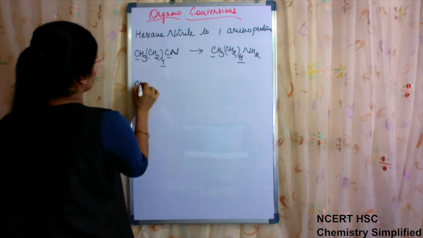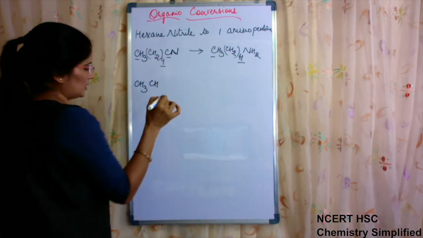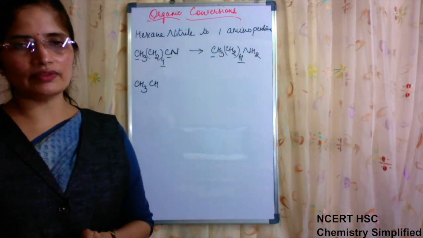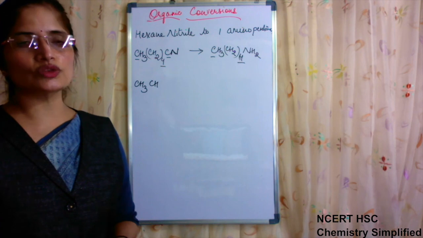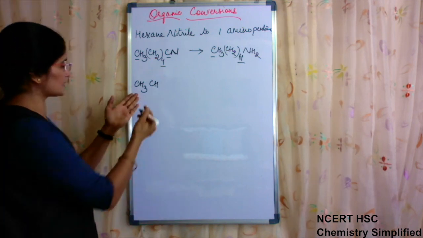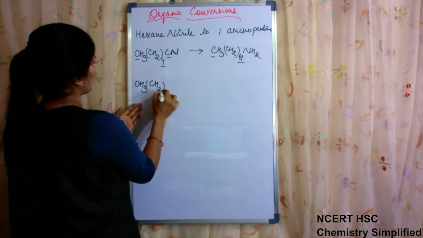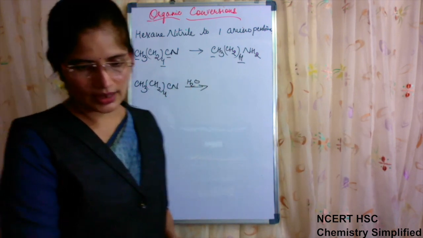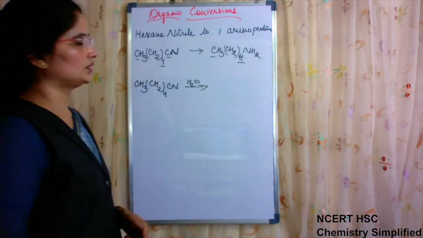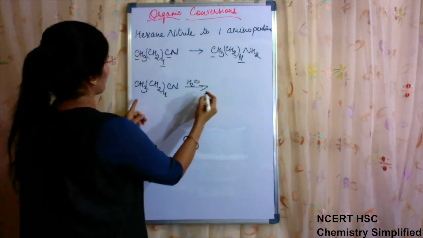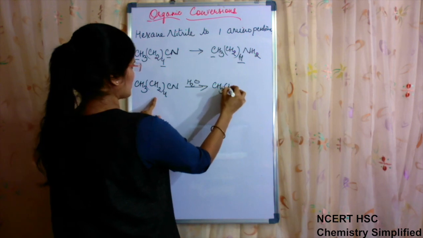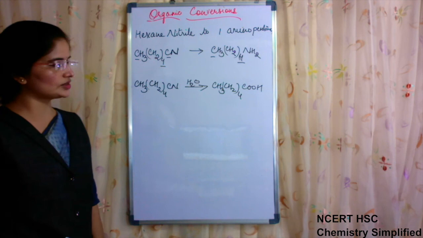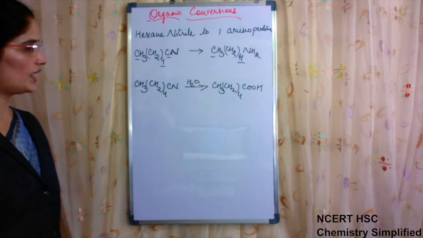Okay. So what we will do? Right now it is cyanide, CH3. See, conversion is sometimes hit and trial also. When you opt for one way, if it is not working, then you can choose another method. So let us first try with this, that CH2 whole 4 cyanide on hydrolysis will give you acid. Okay, so acid will be obtained. So that acid will be CH3, CH2 whole 4, COOH.